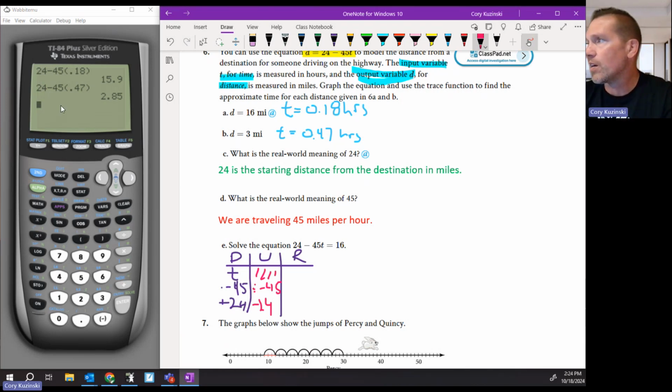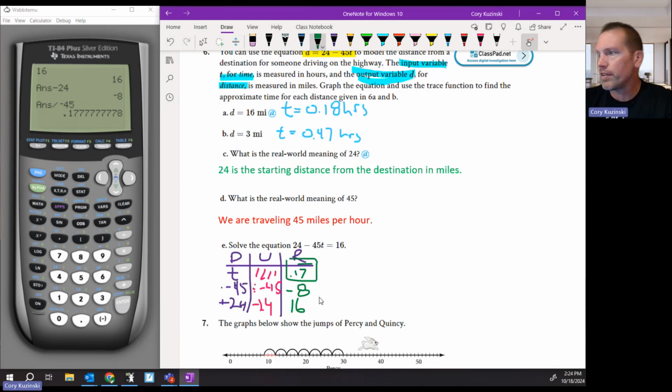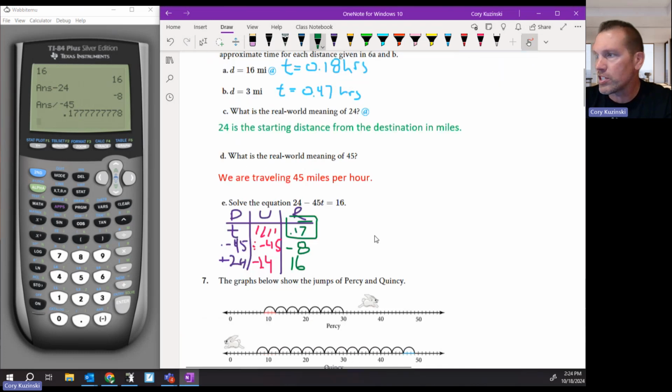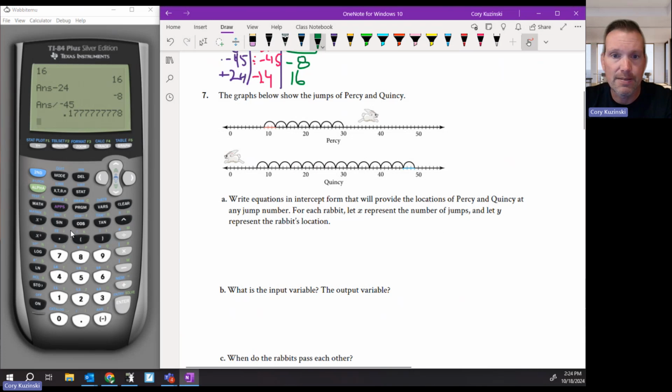Our result was 16. So 16 minus 24 is negative 8, and then divided by negative 45 is about 0.18. It's 0.17 repeating. So we've done it a couple of different ways there. Now I want you to try number 7. Press pause now, press play when you're done, and check out my answer.